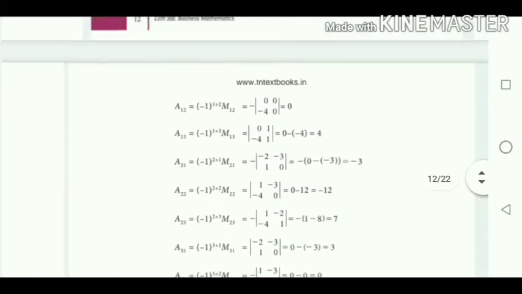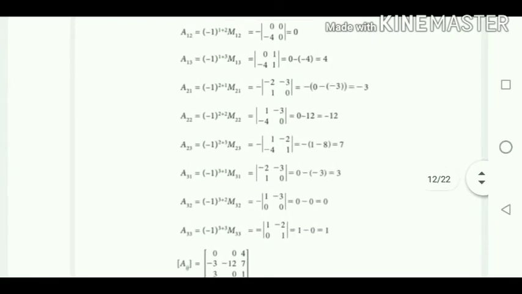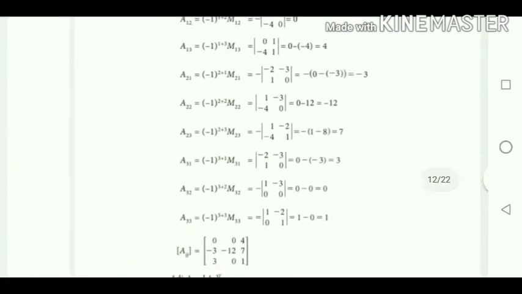Then you write them one by one. That is, A11 equals 0, A12 equals 0. Write it in the first row. A13 is first row, third column, 4. Then A21 means minus 3. A21 means second row, first column, minus 3. Likewise, you write in order. Okay, you are getting A ij.